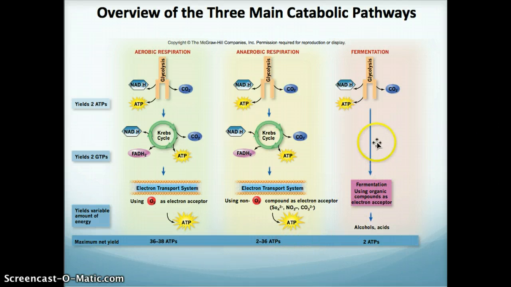And then the last one is fermentation. Fermentation uses organic compounds, so those compounds that can contain carbon, as an electron acceptor. It ends up producing alcohols and acids, and it yields only 2 ATPs, so it does not yield as much energy as our first two processes.